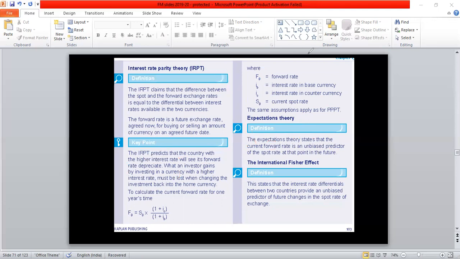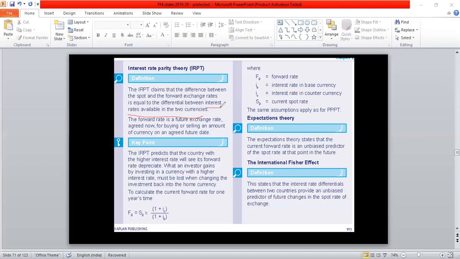interest rate parity theory. What does it say? It claims that the difference between the spot and the forward exchange rates is equal to the differential between interest rates available in two currencies. The previous one, the purchasing power parity, was on account of inflation rate. Now here the change is on account of the interest rates in these countries.